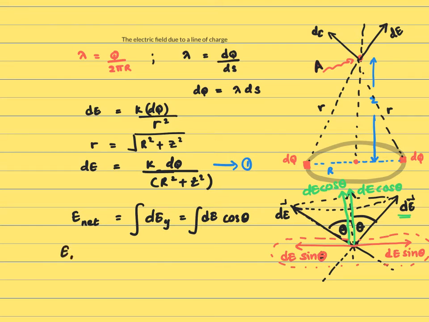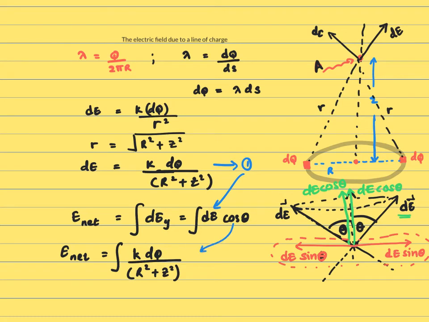So I'm substituting for dE, that is from equation number 1. So I have the integration, and dE is k dq over r square plus z square. Then what about cosine theta?